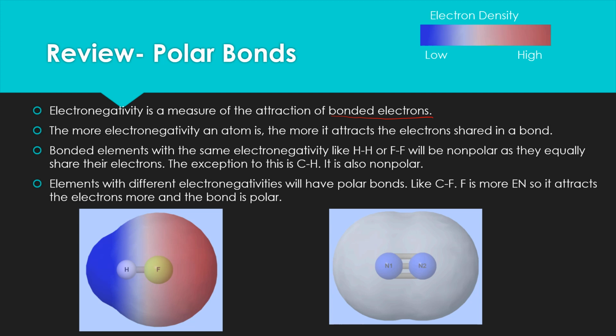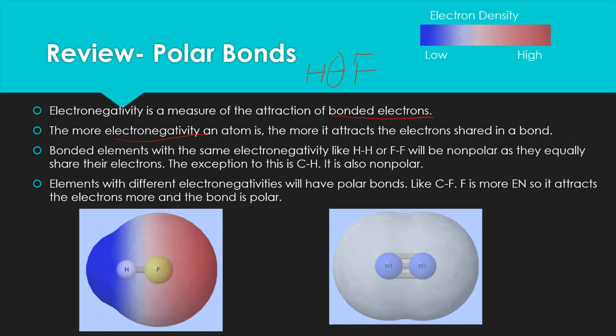So you can imagine two atoms bonded to each other. I'm going to use hydrogen and fluorine as an example. And those shared electrons are kind of in this tug-of-war with each other. The two atoms are trying to attract the electrons. The one that has the greater electronegativity is the one that attracts the shared electrons more. So the more electronegative an atom is, the more it attracts the electrons shared in that bond.